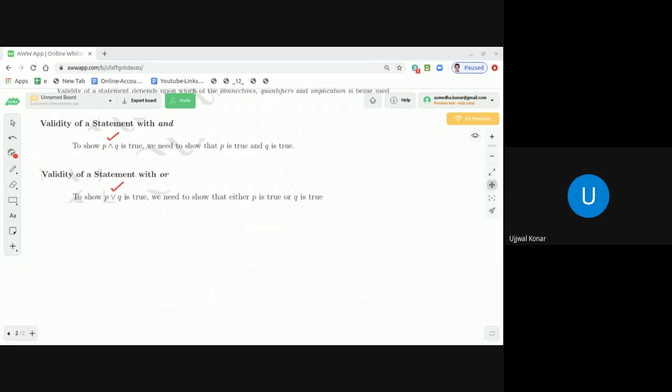Next, we are going to discuss the validity of a statement with if then. So validity of a statement with if then I'm going to discuss with this one.